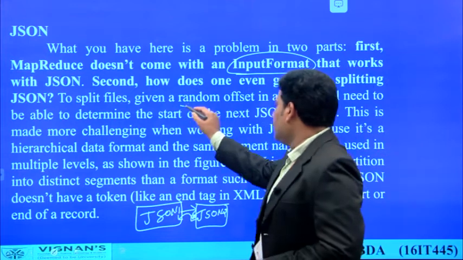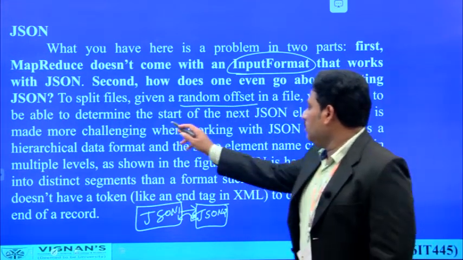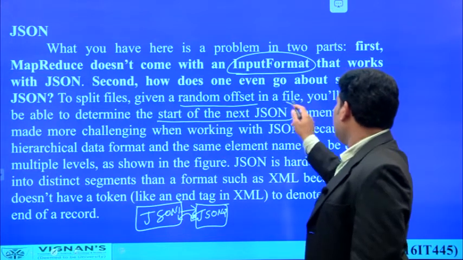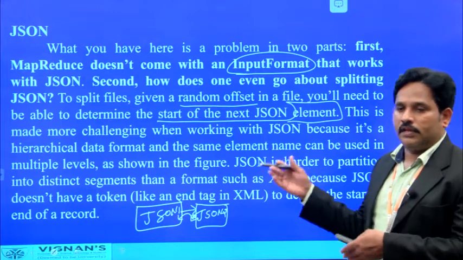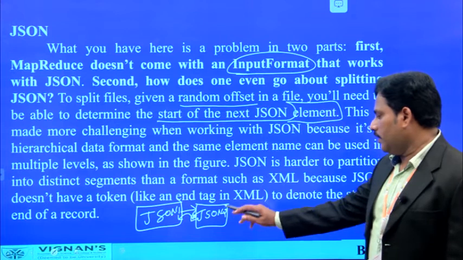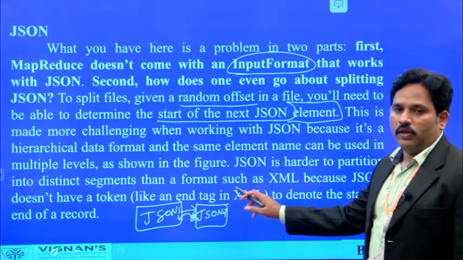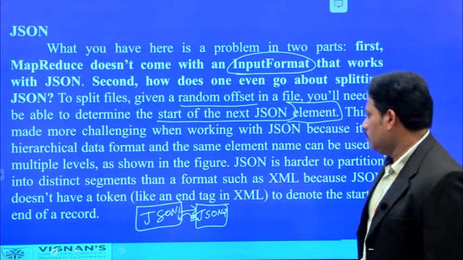So, when we divide the data into a random offset file, we need to identify the starting of the next JSON element, when it is going to start and at what data element the JSON is used to create the serialization activity. So, there should be an interfacing between all the JSON elements when we are using them in the Mapper environment.